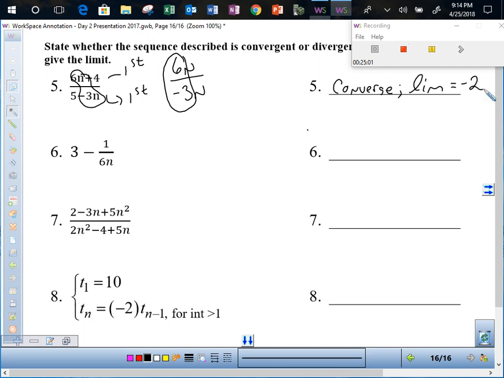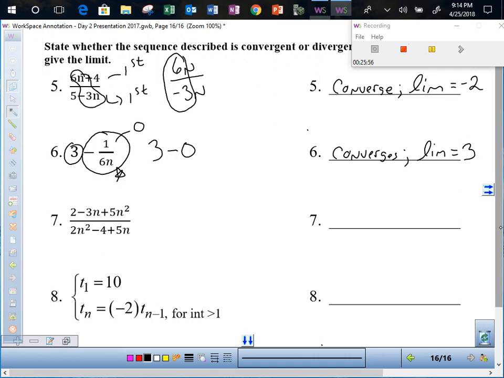Here goes your number 6. Like to find the limit of that. Now, since there's a constant involved, my limit is at least 3. Now, let's look at 1 over 6n. The highest power is in your denominator. Whenever your highest power is in the denominator, this part has a limit of 0. So I'm going to have 3 minus 0. So this sequence converges and also has a limit of 3.